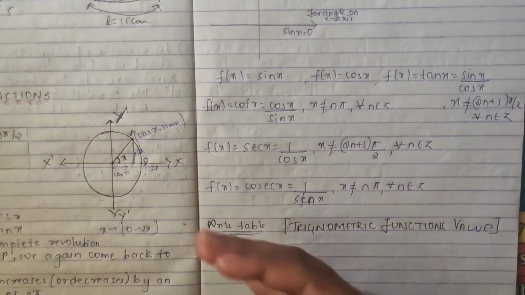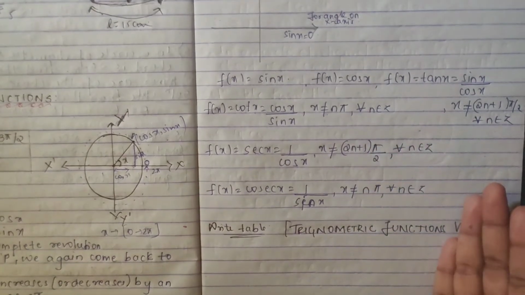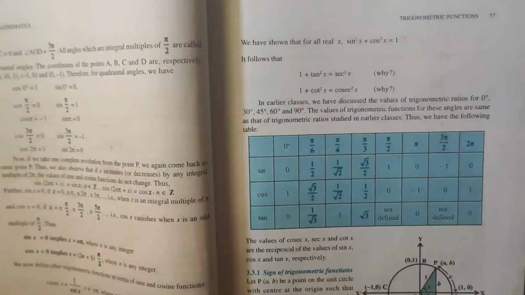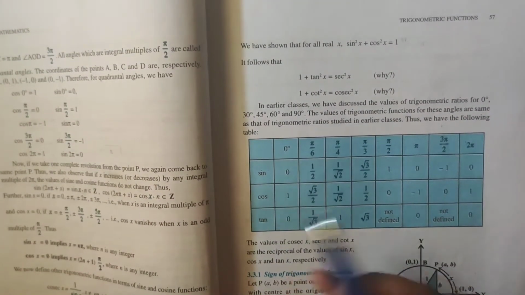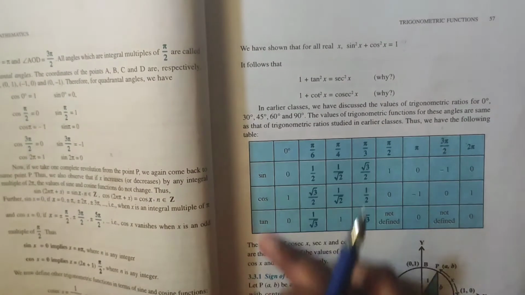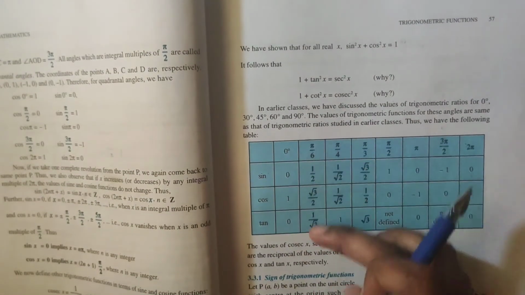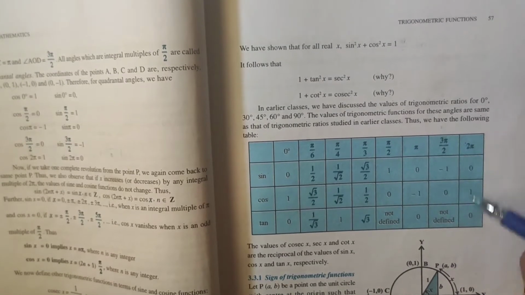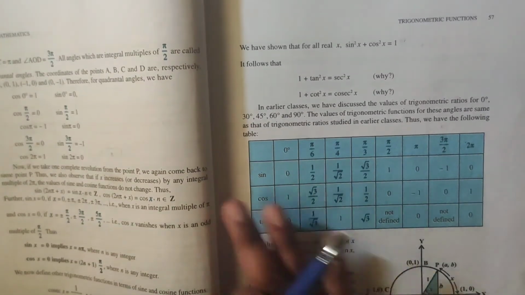You have values for 0 degree, 30 degree, 45 degree, 60 degree, same, just write in radians. See this table, sin, cos, up to tan only. You can take sec, cosec x, everything, the full table, and write it accordingly. You have 0, pi by 6, pi by 4, pi by 3, pi by 2, pi, 3 pi by 2, 2 pi. You can make 0 and 2 pi in one table only, the same table.